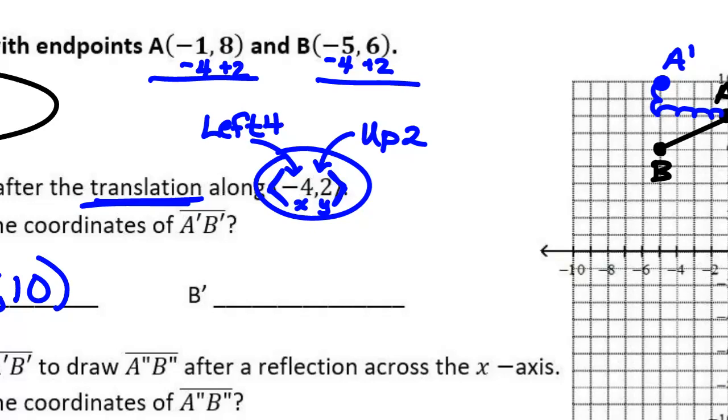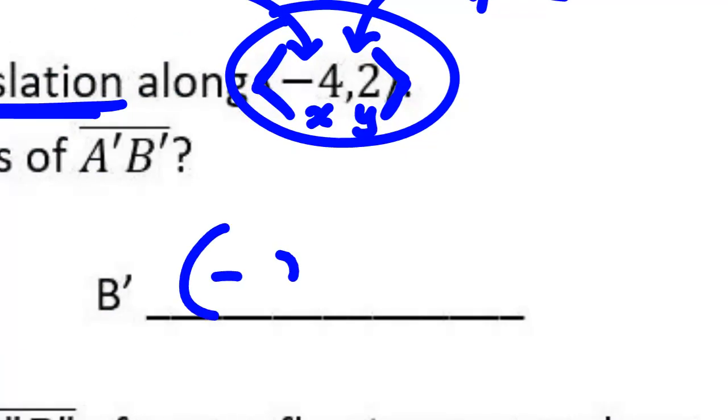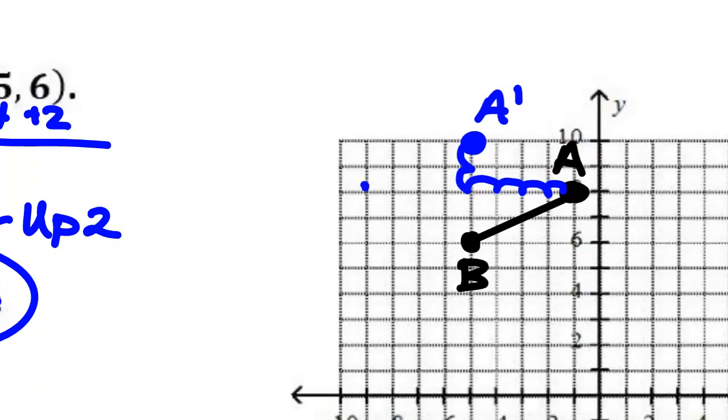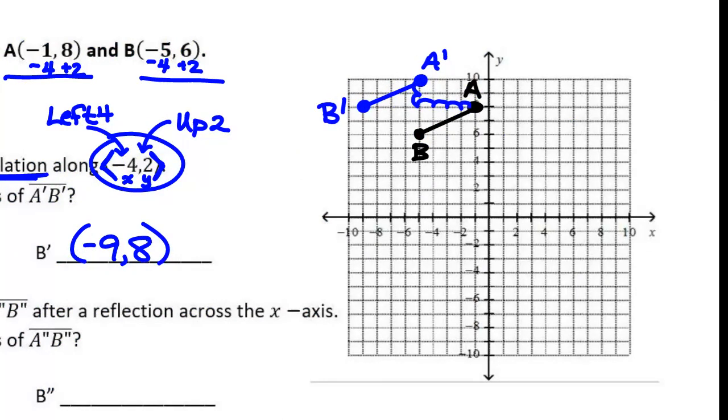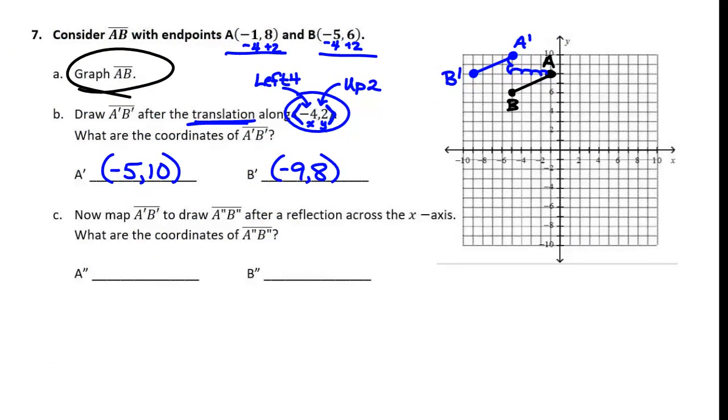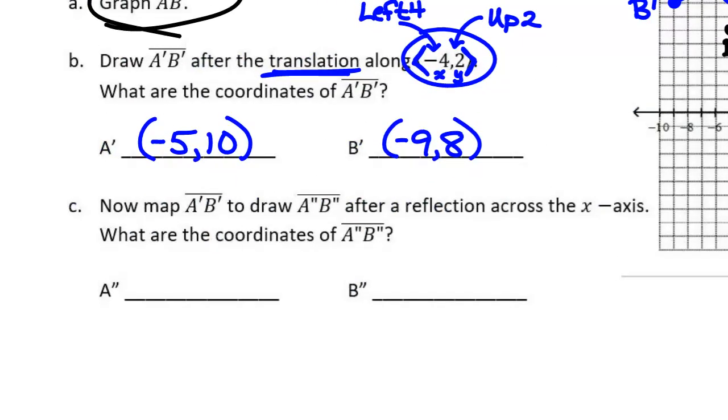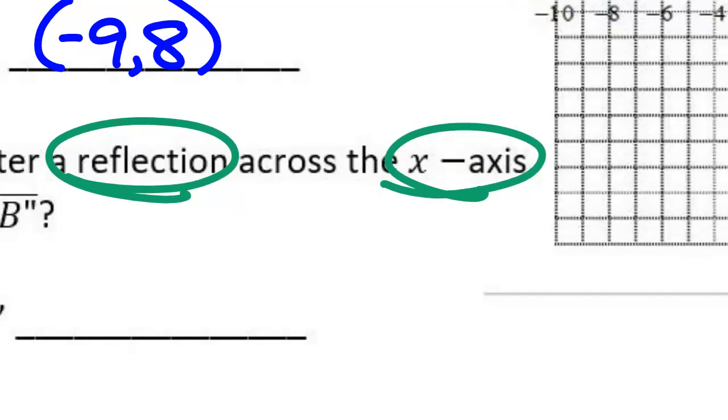Where should point b prime be? Negative 9 and 8. So negative 9, 8 would be right here. Here's my b prime. I'm going to connect those two together. Last thing they're asking me to do on this problem, we're going to reflect across the x-axis. What are the rules for reflecting over x? X stays the same. And y? Yes, y is going to change signs.